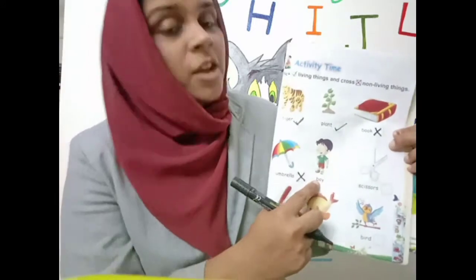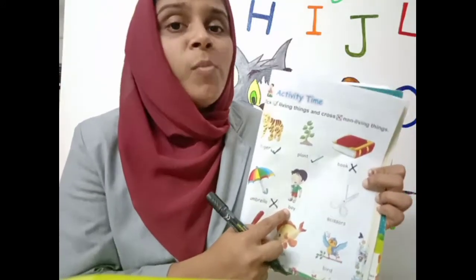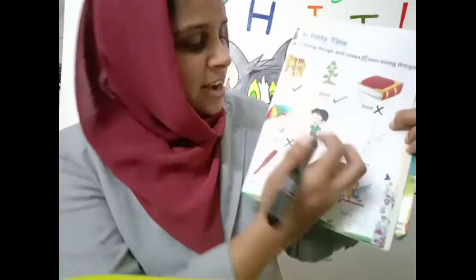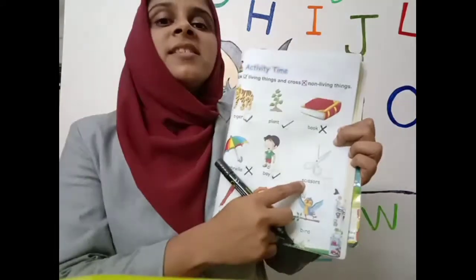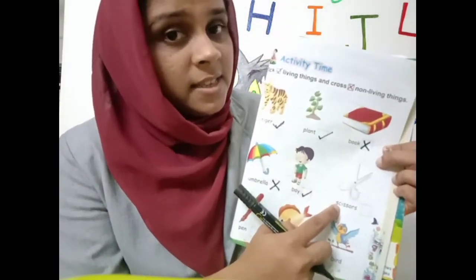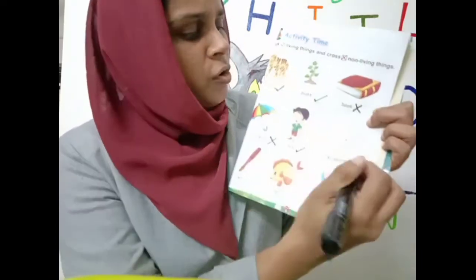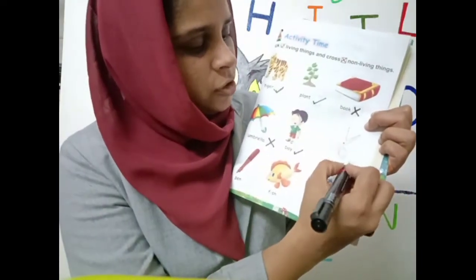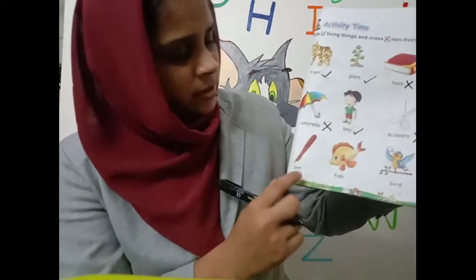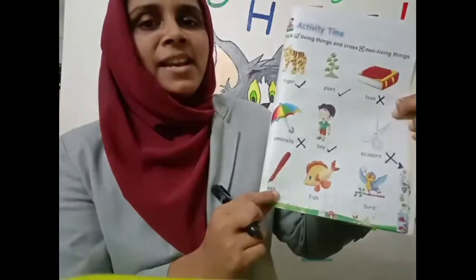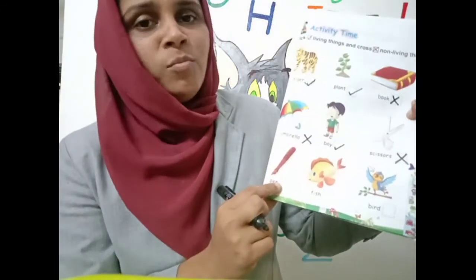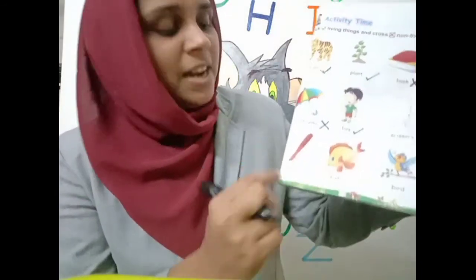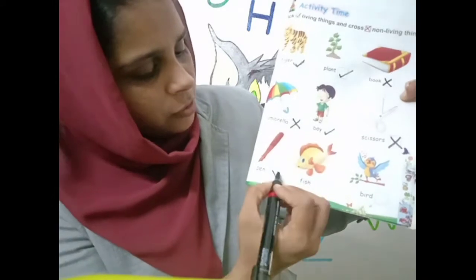Next one is a boy. Boy is a human being. So it is a living thing. So we have to tick here. Next is scissors. Scissors is also a non-living thing. So we have to cross. Next is pen. Pen is a non-living thing. They can't move. They don't have life. So we have to cross out.